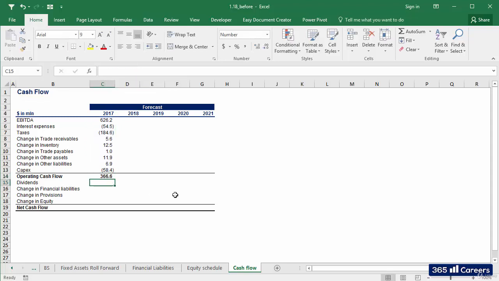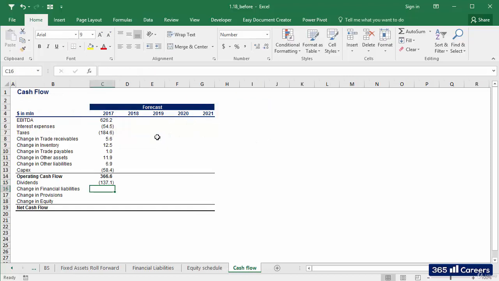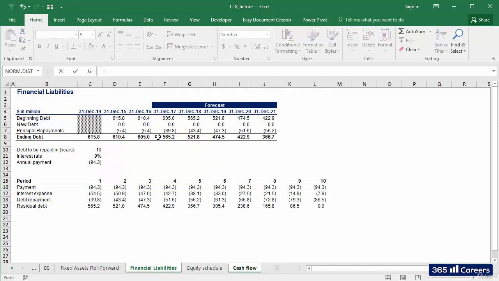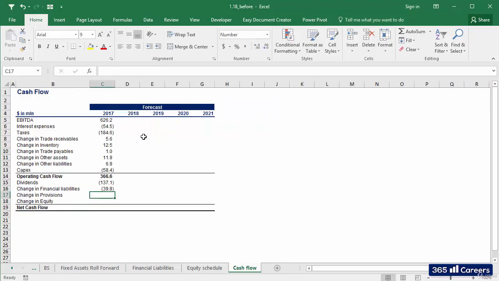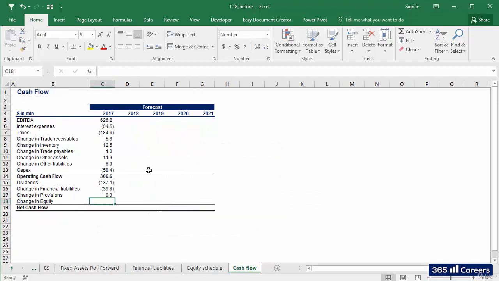Excellent. A few other items have to be considered. Dividends is in the equity schedule, so we can link it there. The cash impact of the change of financial liabilities can be seen in the financial liabilities sheet. Provisions can be easily calculated in the balance sheet. We modeled them as flat, and I'd expect a zero cash impact, which is correct.